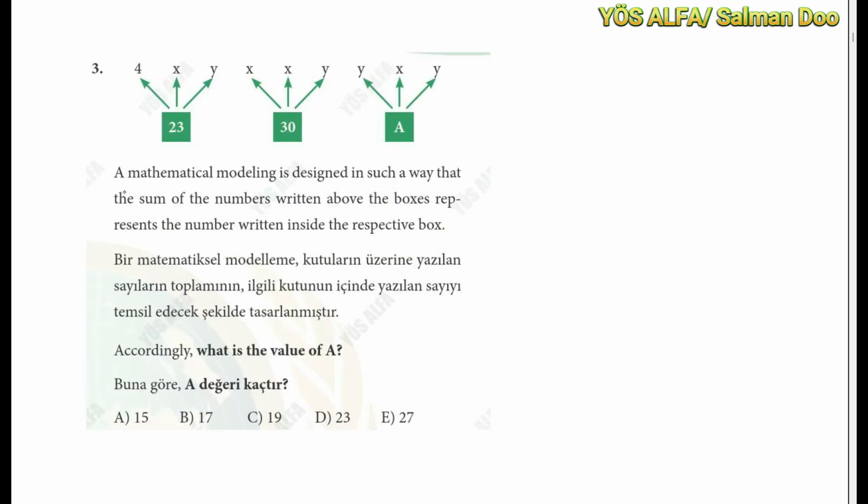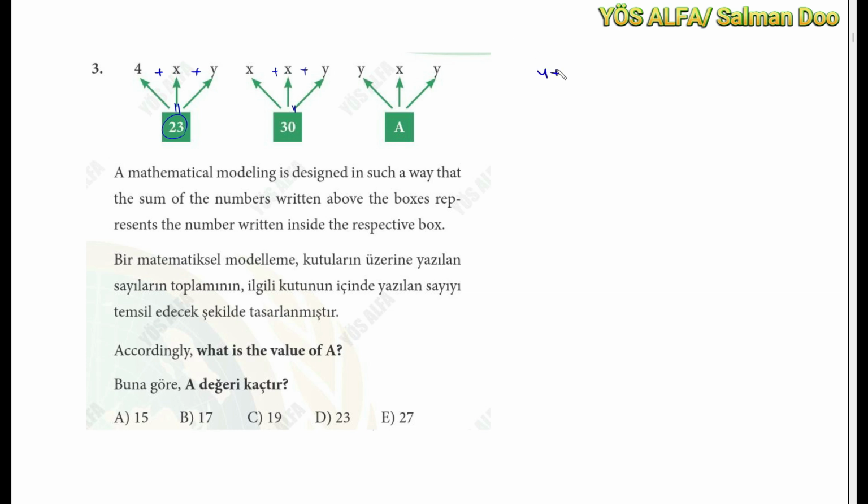3. A mathematical modeling is designed in such a way that the sum of the numbers written above the boxes represents the number written inside the respective box. Accordingly, what is the value of a? So we're given the sum being equal to the number written in the box. So this is simply a two equations, two unknowns problem.